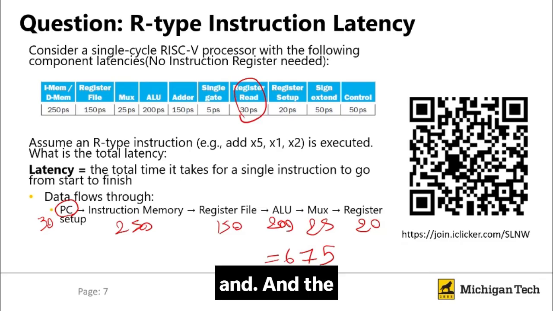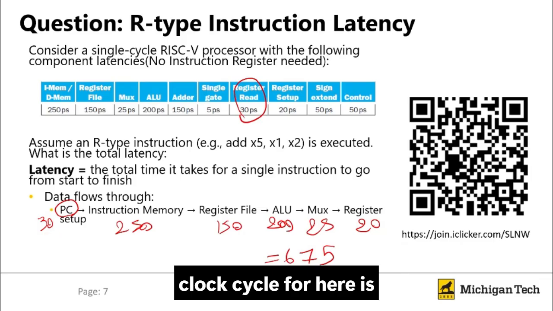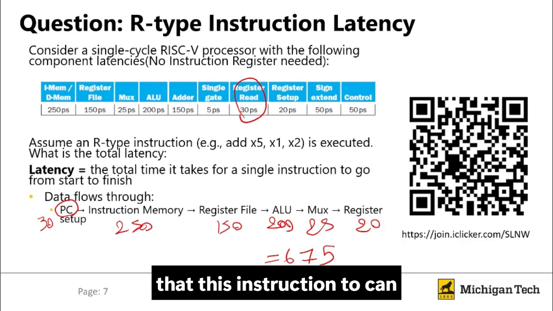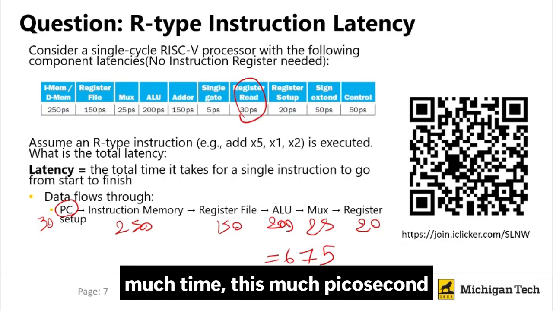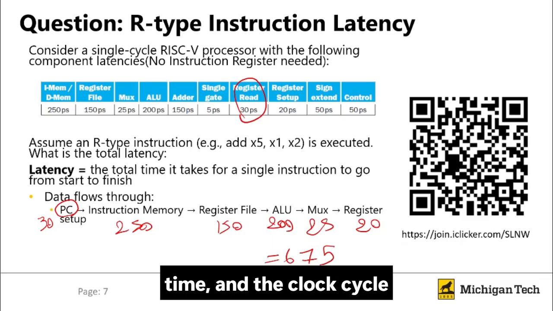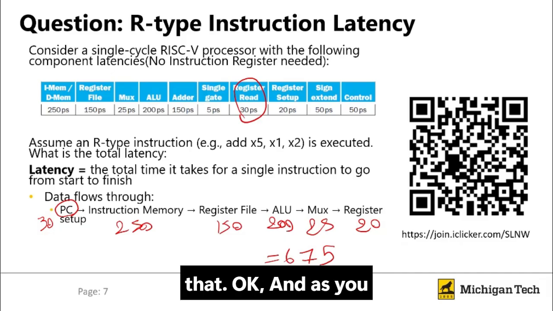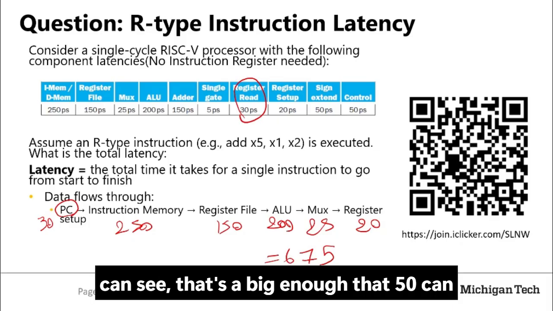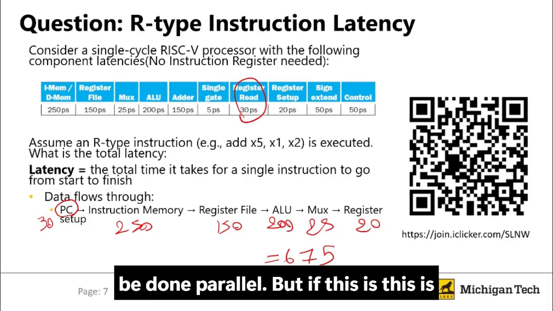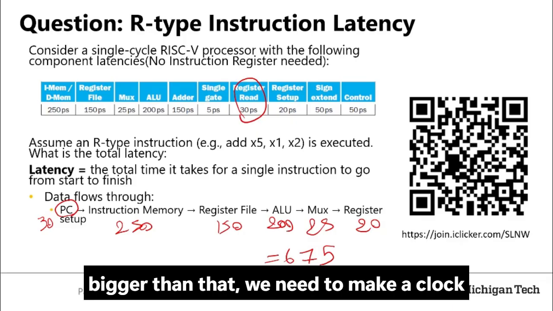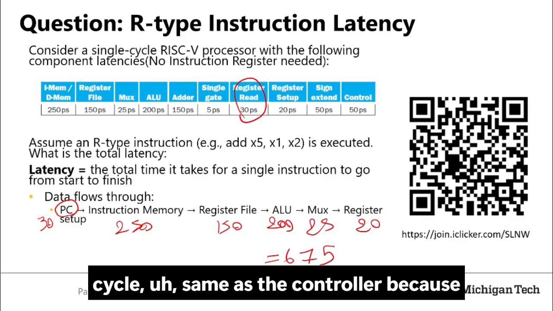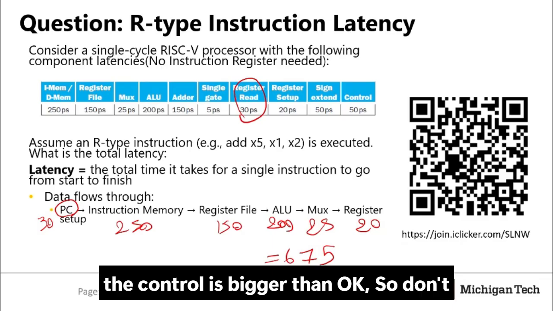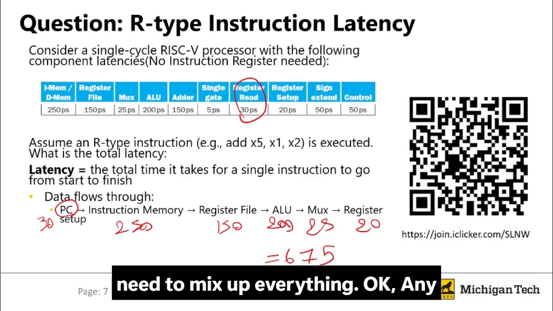And the clock cycle here is 675. This means that for this instruction to execute, we need this much time, this many picoseconds, and the clock cycle needs to be bigger than that. As you can see, it's big enough that the control can be done in parallel. But if the control is bigger than that, we need to make the clock cycle the same as the control. So don't mix up everything. Okay, any question about this?